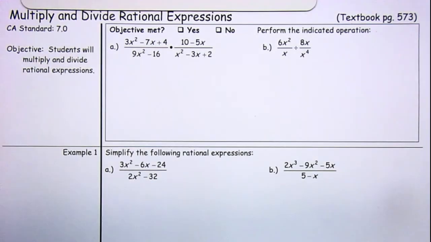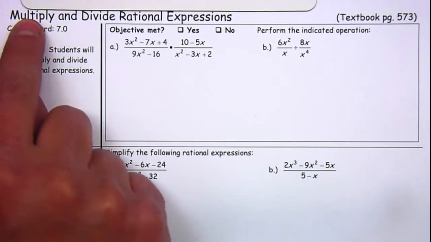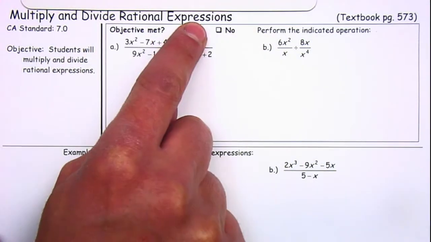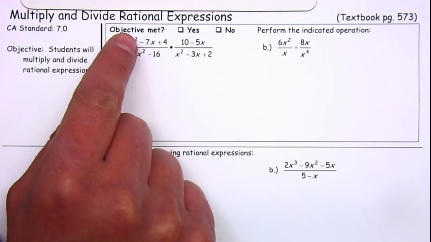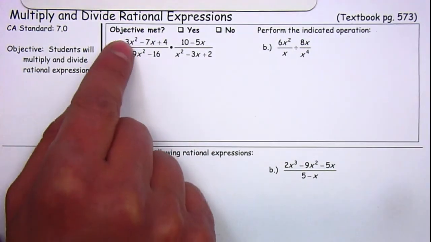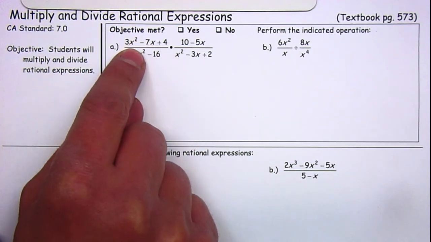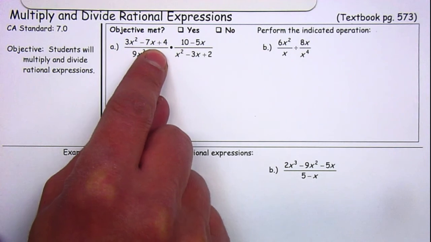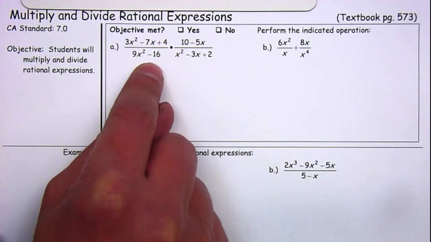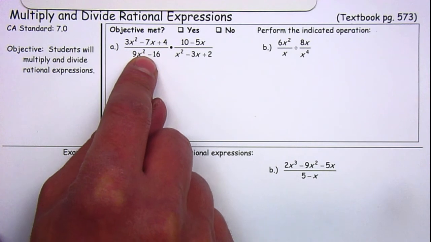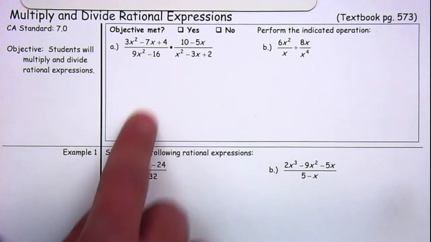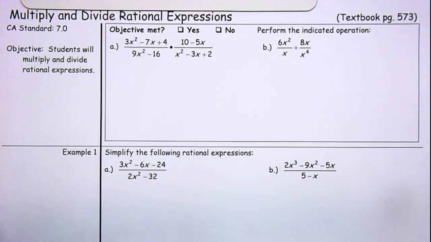Good morning. Today we are going to multiply and divide rational expressions. If you notice, we have rational expressions, so basically we have fractions that are multiplying, and within each of the fractions, the numerator is a polynomial and the denominator is a polynomial as well that we need to be able to factor completely, so then we can simplify and multiply it out.